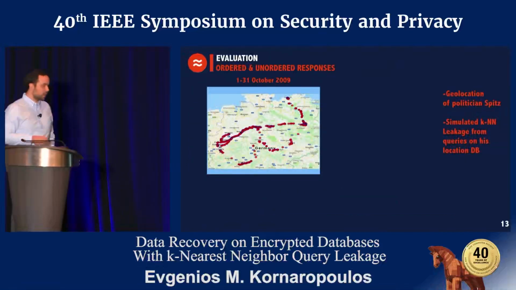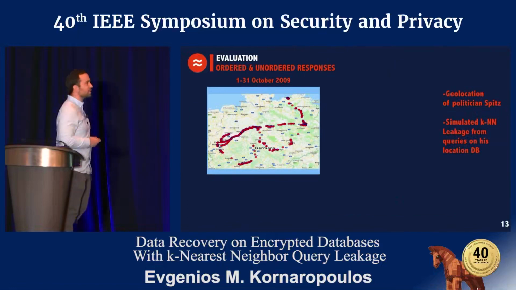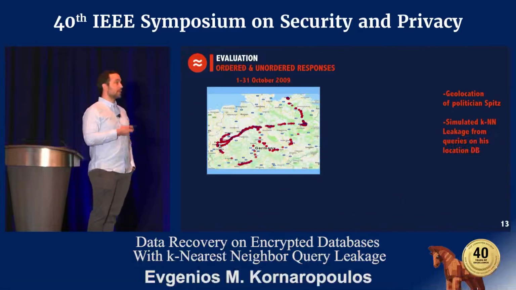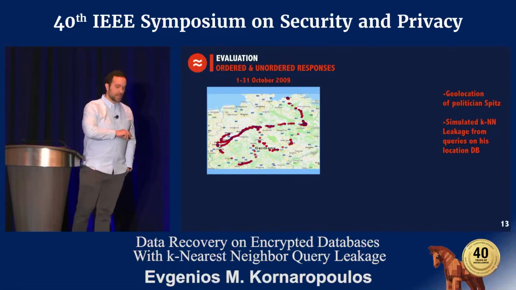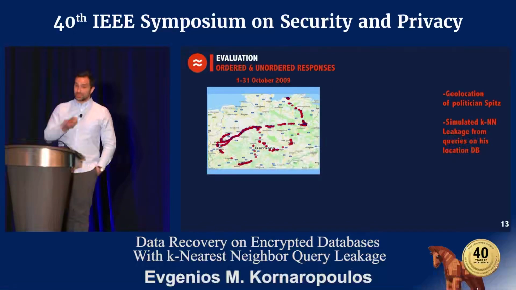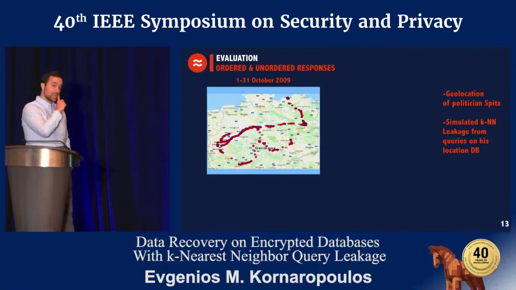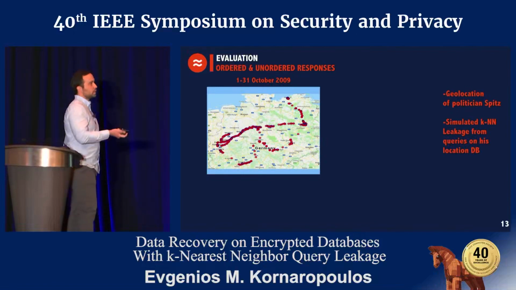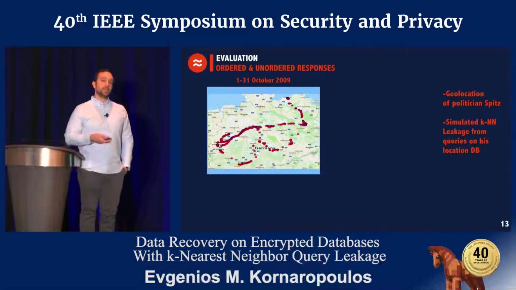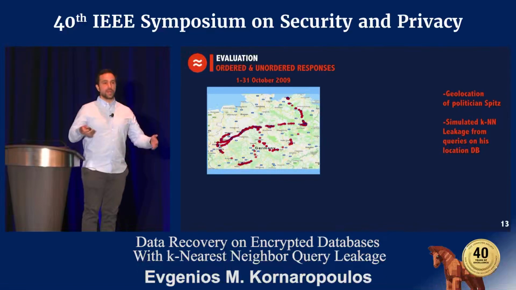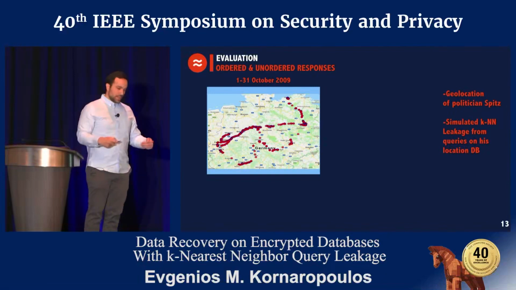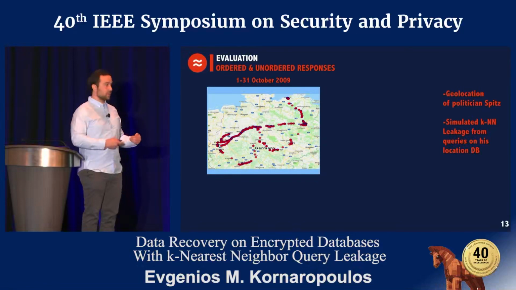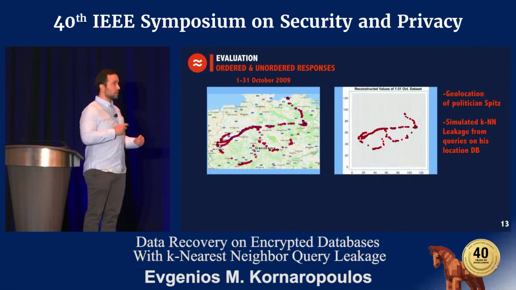We ran our attack on a real-world dataset with the geolocation of a German politician, Malte Spitz. And here you see his whereabouts for the month of October in 2009. As you may notice, this is a 2-dimensional dataset, and our attack concerns 1-dimensional data. So what we did is we used standard techniques from the database community called space filling curves that reduce the dimensions from 2 to 1 in order to mount the attack. We reduced the dimensions, we simulated the access pattern leakage that I showed you before, and we mounted the attack on unordered responses. And the result that we got looks as follows.